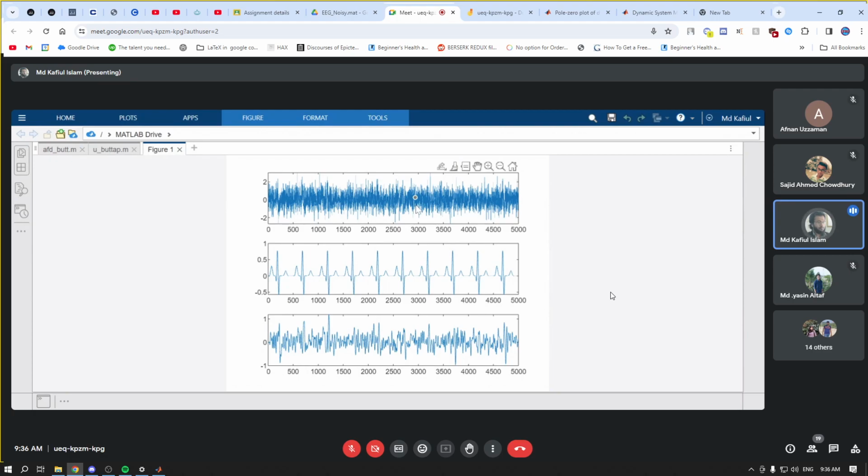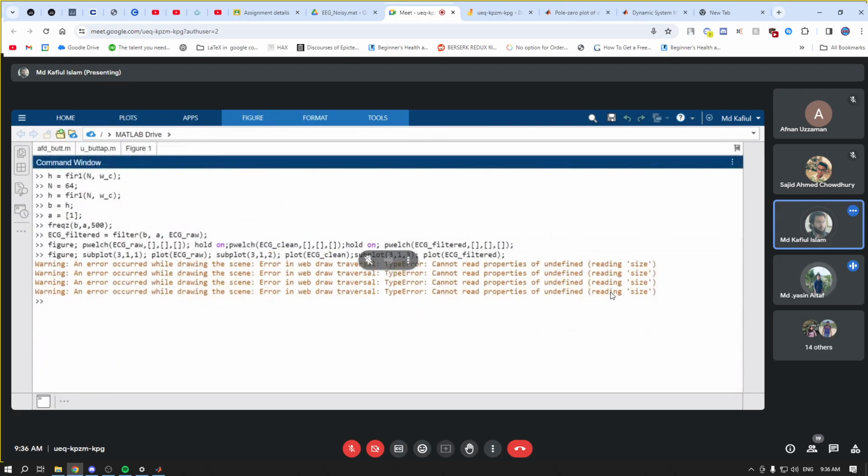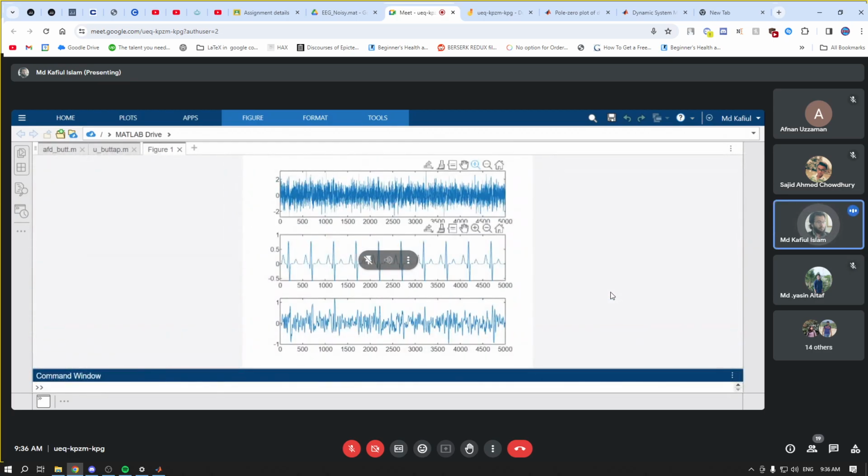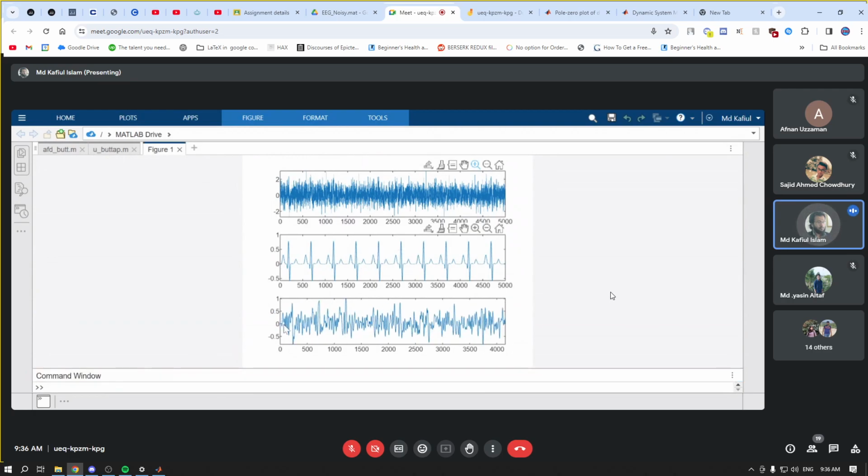Okay, let me show you the delay. So what was the order of the filter we have taken for this FIR filter? Do you remember? Was it 64? Okay, see, N equal to 64. So there is supposed to be a 64 samples delay. Let me show you the delay now. In the filtered signal, there is supposed to be delay. Okay, so this is the delay basically.